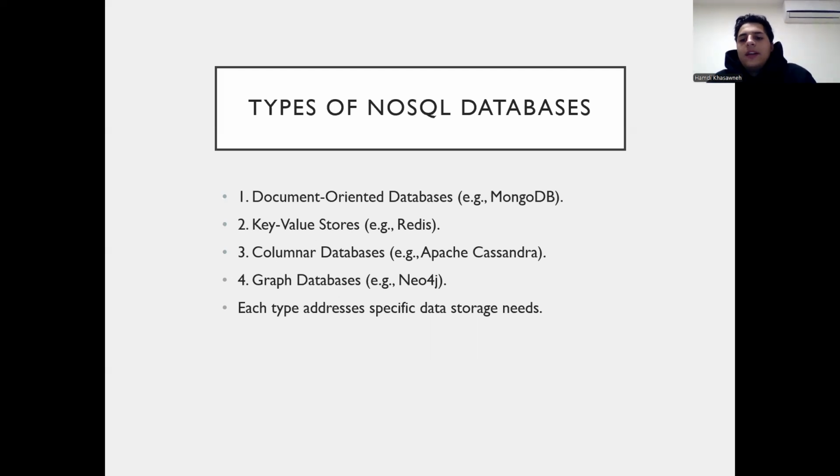Types of NoSQL databases. There are four main types of NoSQL databases, each designed for specific use cases. First type is document-oriented databases. It stores data in JSON-like documents, and MongoDB is a popular example. Secondly, key value stores use a simple key value pair model. Redis is widely used for caching and session management. Thirdly, columnar databases store data in columns instead of rows. Apache Cassandra is a leading columnar database. And finally, graph databases. They focus on relationships between data points. Neo4j is the most popular graph database. Each of these types addresses specific data storage needs.